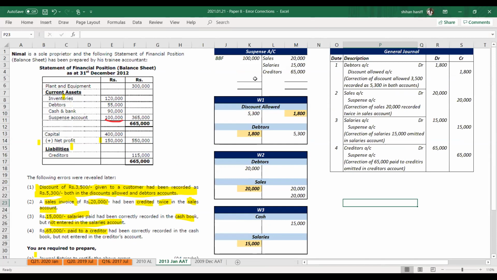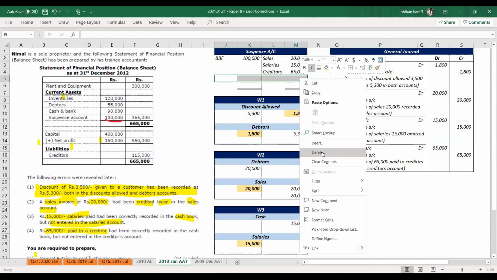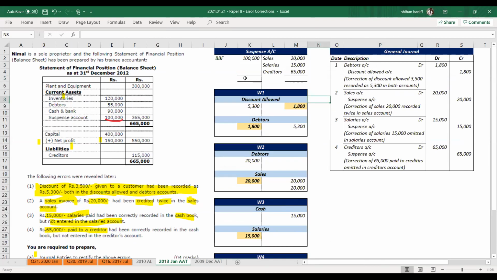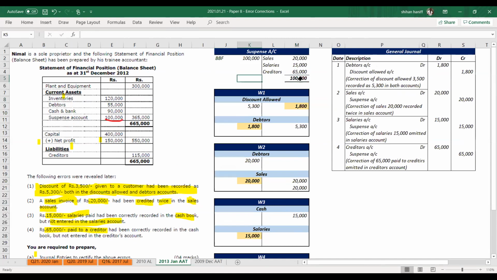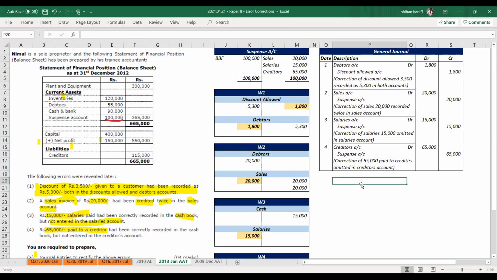So we have corrected the errors. Now we balance the suspense account. Total 100,000. So there is no further difference. The suspense account balance was set off. So after the corrections, there is no suspense account.